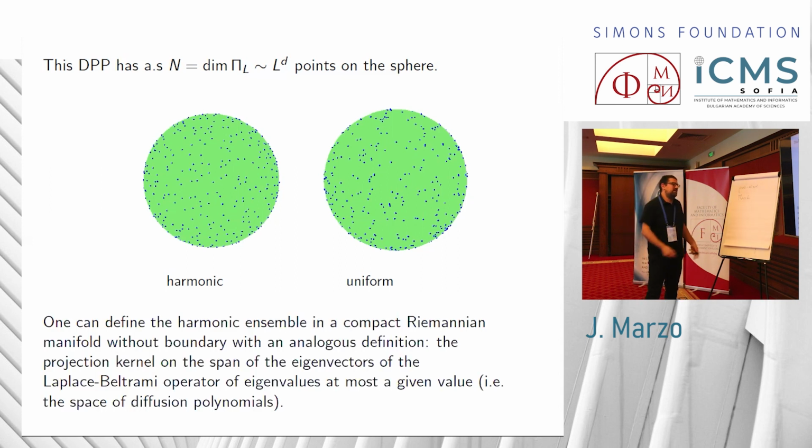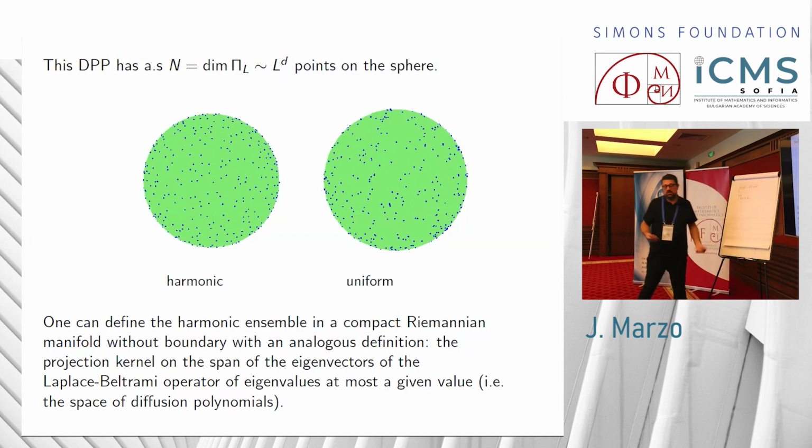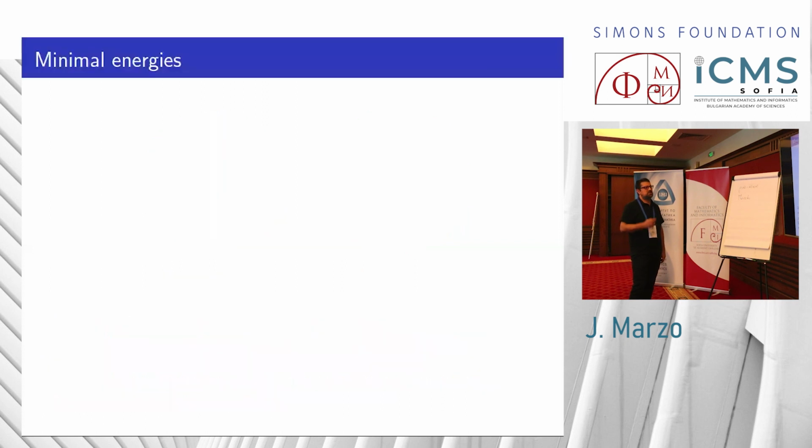Of course, you can extend this in general to any manifold if you want. You can consider a corresponding harmonic ensemble. I'm not going to talk much about this because I'm going to focus basically on the sphere. But it's not hard to prove, due to the concentration properties of the determinantal point processes, that in any Riemannian manifold these are almost surely uniformly asymptotically equidistributed, as the Poisson points do. So it's a very nice process.